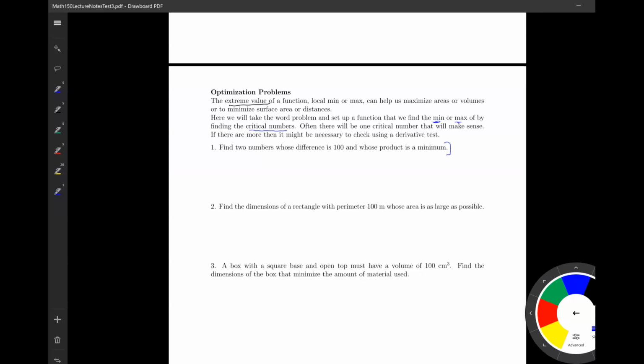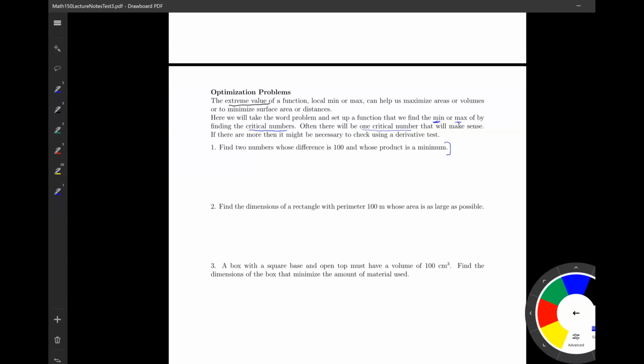Most of the time it will be equal to 0. And there's just a couple of rare cases where we'll have more than one critical number. So the one critical number that will make sense, that will give us the maximum or the minimum. All right, so let's dig in.